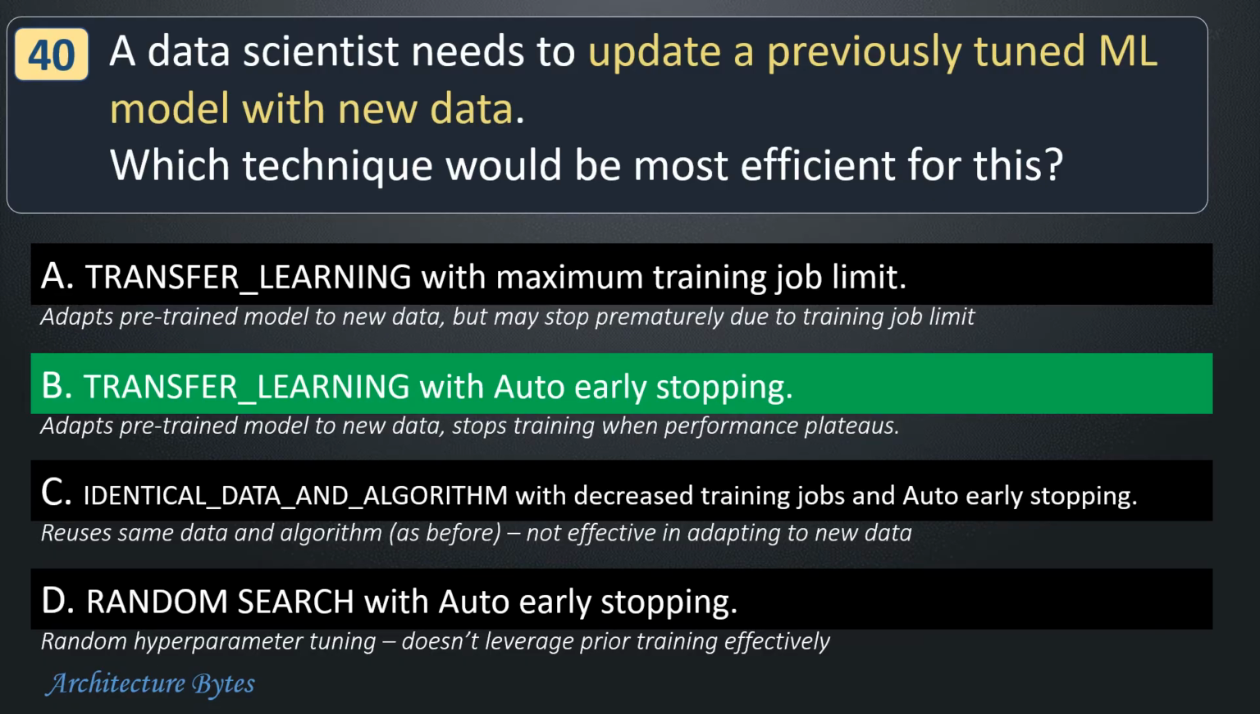Identical data and algorithm with decreased training jobs and auto early stopping reuses the same data and algorithm but limits training jobs, sacrificing the benefits of transfer learning and effectiveness in adapting to new data. Random search with auto early stopping uses random hyperparameter tuning with early stopping to save time but is less efficient than transfer learning for model updates as it doesn't leverage prior training effectively.